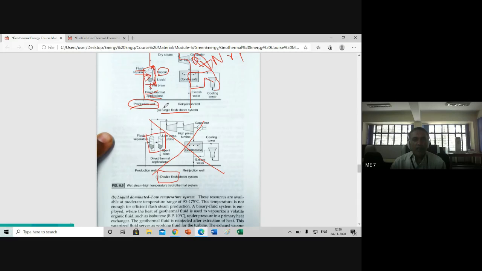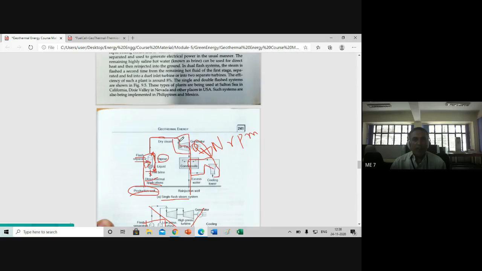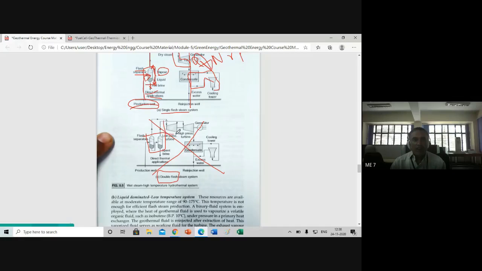And instead of one turbine, you use two turbines. Enough. That's all. So don't waste your time on this one.